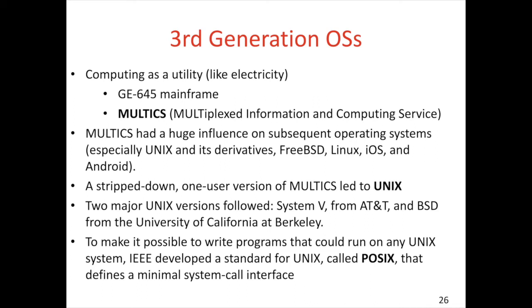A stripped-down one-user version of Multics led to Unix. Two major Unix versions followed it. One is System V from AT&T, and the other one is BSD from the University of California at Berkeley. To make it possible to write programs that could run on any Unix system, IEEE developed a standard for Unix called POSIX that defines a minimal system call interface.